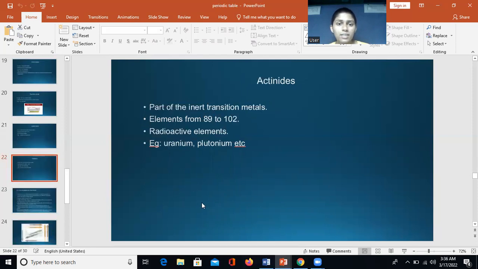Now, actinides. Actinides are a part of the inner transition metals. Elements from 89 to 102 in the periodic table are actinides, and they are radioactive elements. For example, uranium, plutonium, etc.